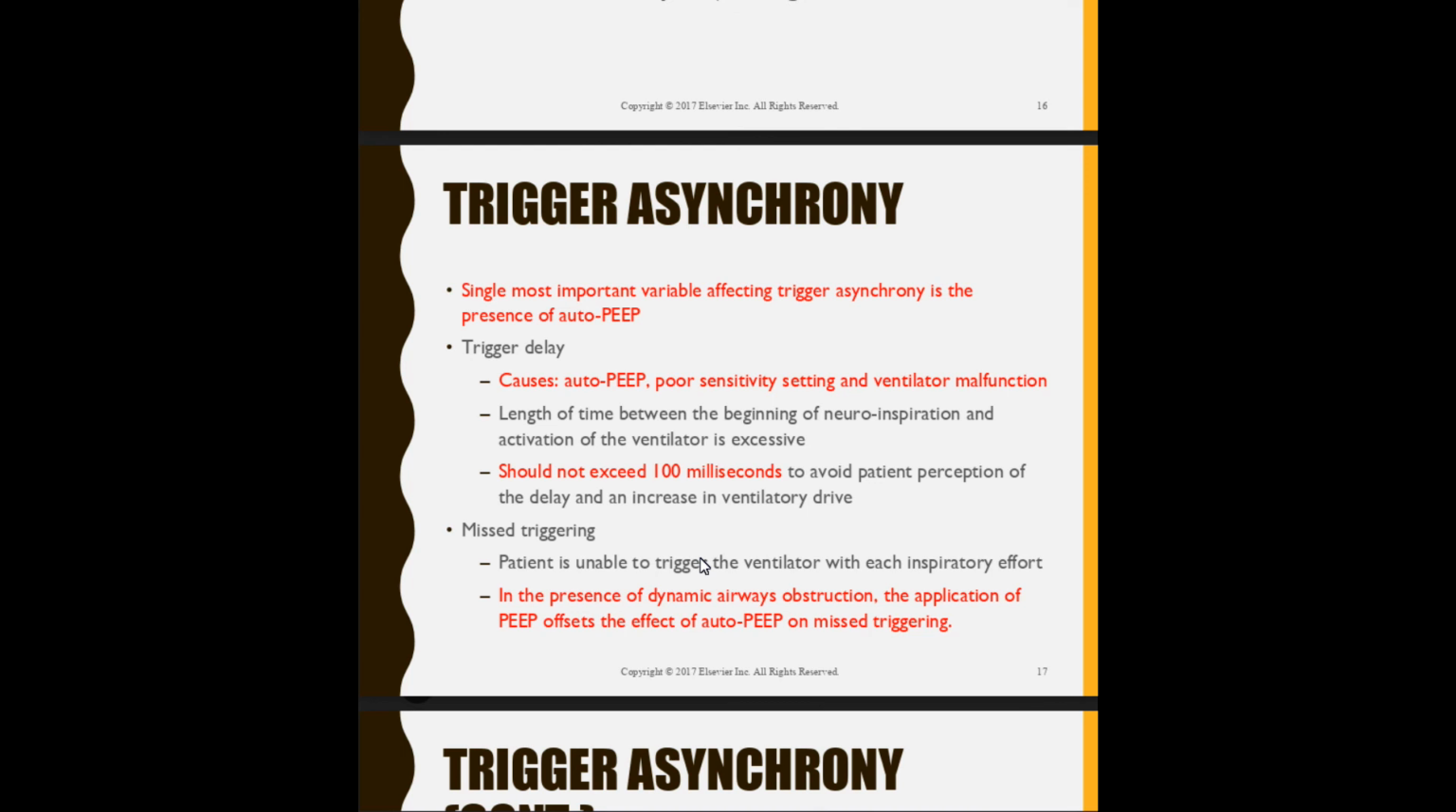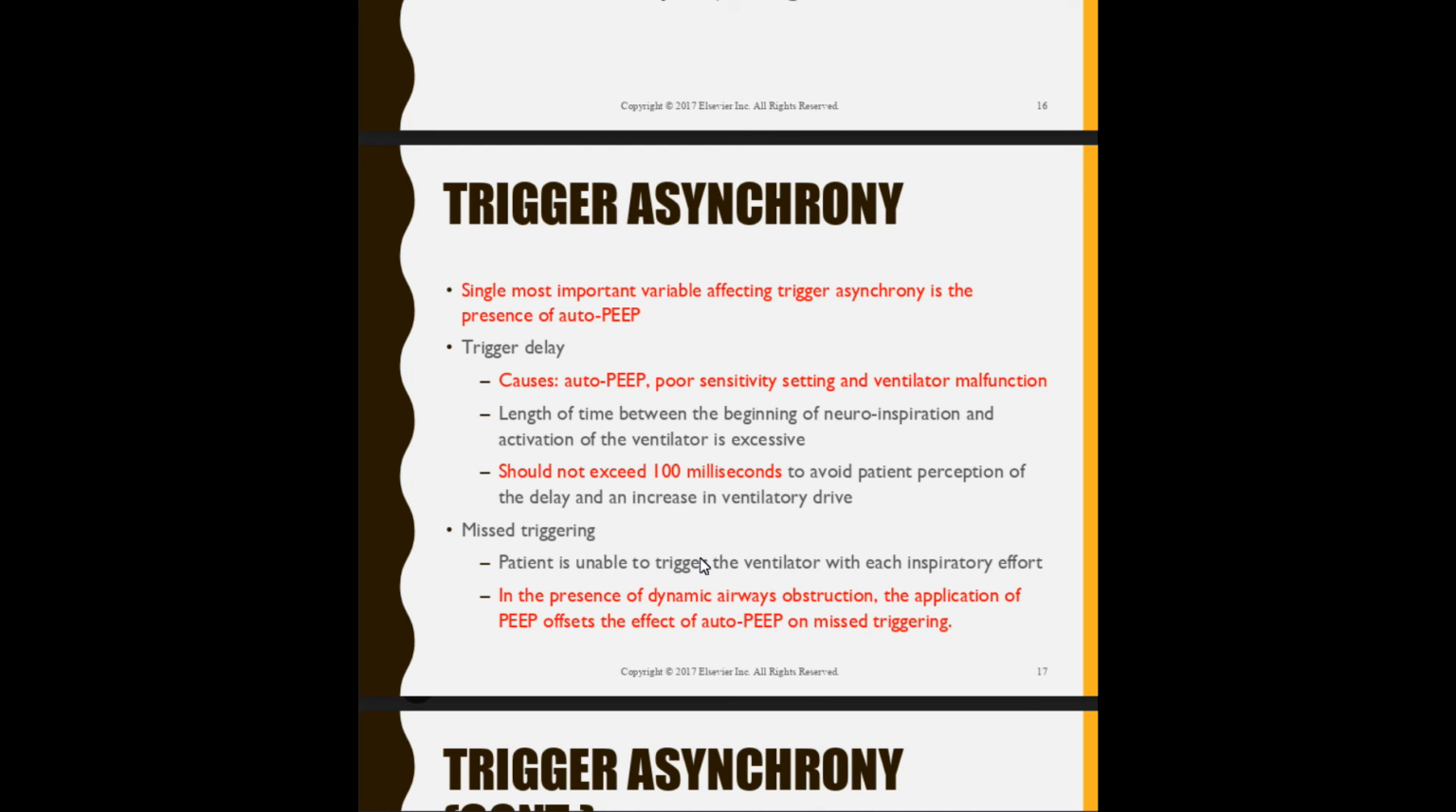All right, the length of time between the beginning of a neuro inspiration and activation of the ventilator is excessive. When they're talking about neuro inspiration, they're talking about the electrical impulses triggering inspiration. So if that is delayed, then it'll show that the patient triggered the breath. But if my ventilator is also on a time trigger based on respiratory rate, it may not trigger when the patient wants it to trigger.